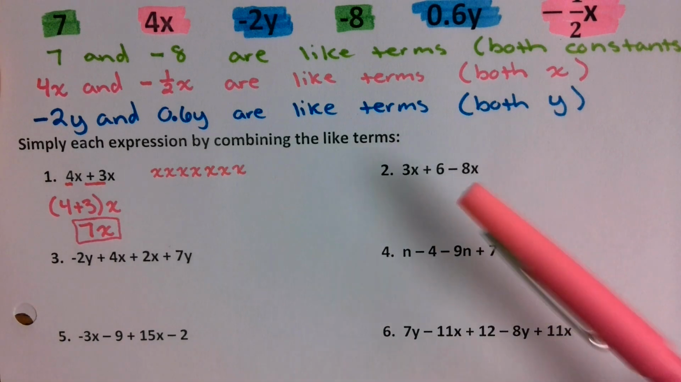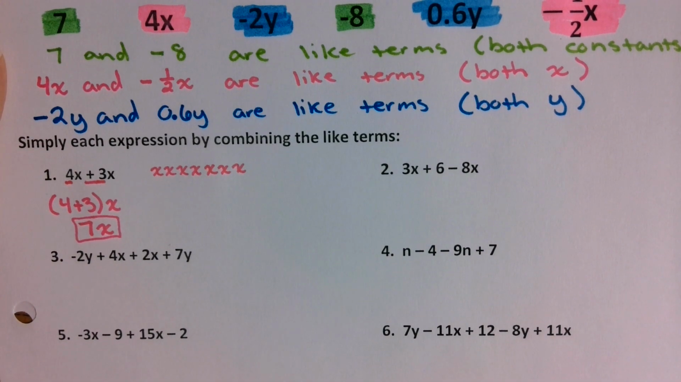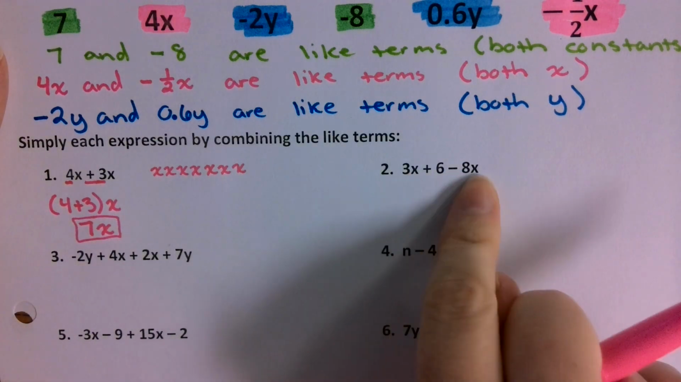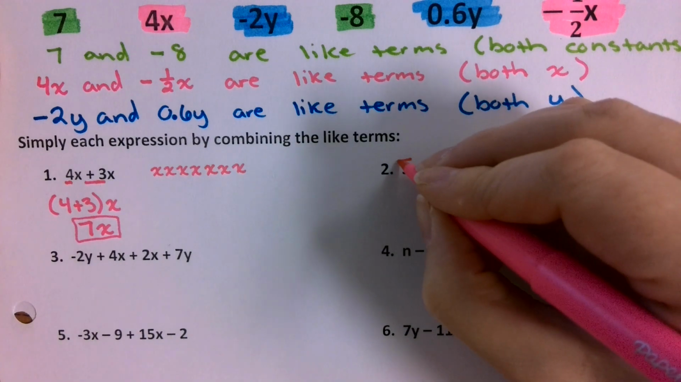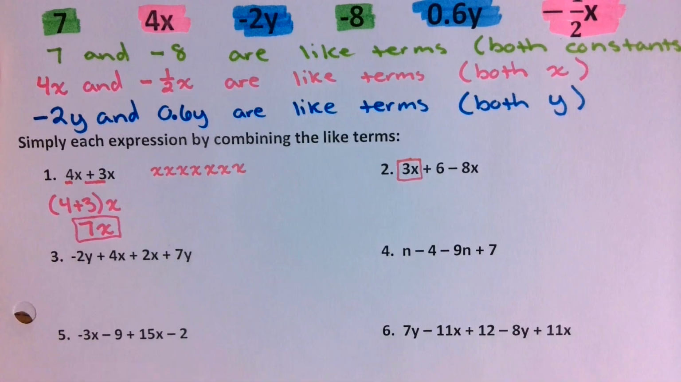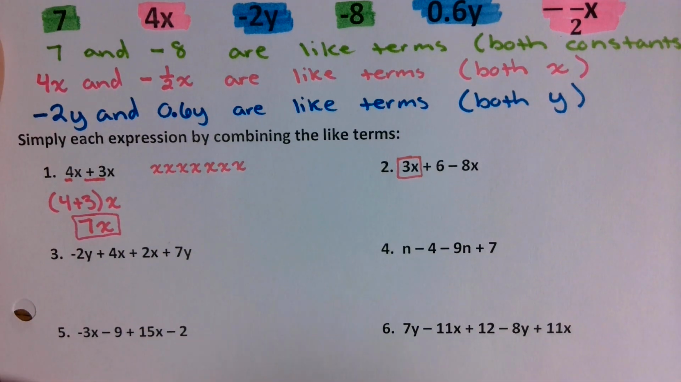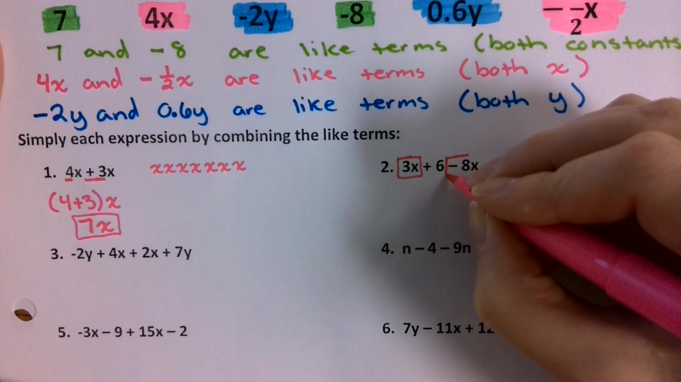Okay, let's take a look at problem number 2. With problem number 2, I don't just have x terms, I also have a constant, right? So the first thing I want to do is rewrite my statement so that my like terms are side by side. That means I need to identify my like terms. I've got a like term that's a 3x. I also have a like term that is a minus 8x.